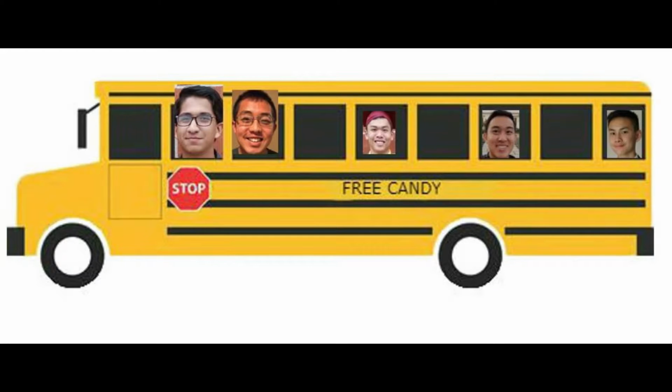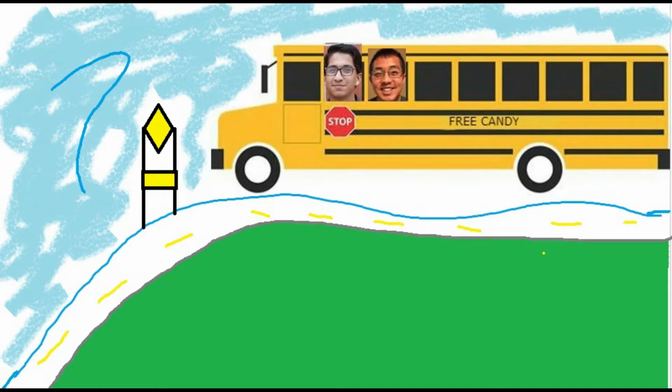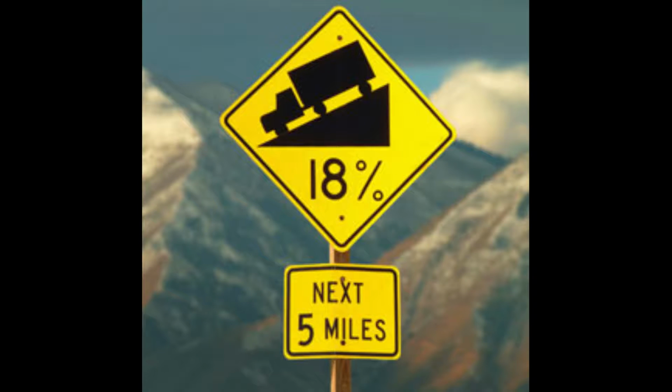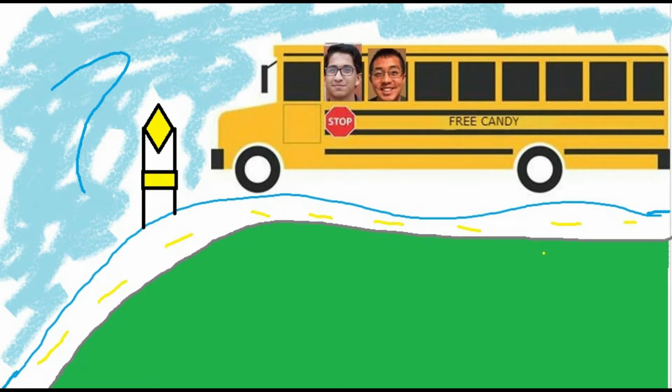Alright, imagine this. You and your friend are on a bus and you guys are traveling down a hill. Hey, do you even know what those percent signs mean? Like, there's a truck on them, but what does that mean? That's gradient. It's used by the government when they aren't busy watching you.